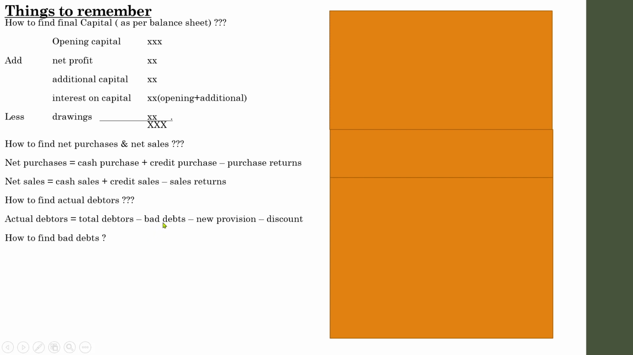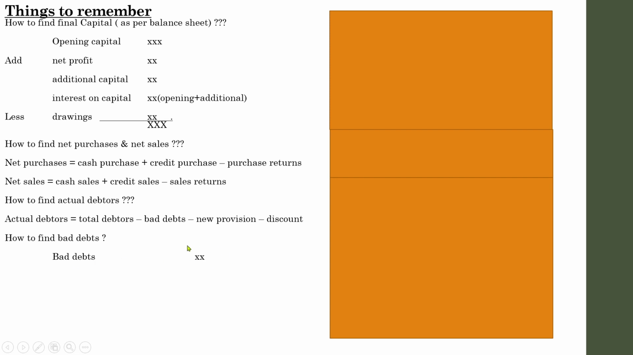Okay, fine. Here we have mentioned bad debts. So how are we going to find bad debts? During the preparation of the trading profit and loss account, you have to find out the bad debts during the year. Bad debts during the year, that is how to find bad debts. For that also there is a short pattern, just like the capital computation, there is a short pattern for bad debts computation also.